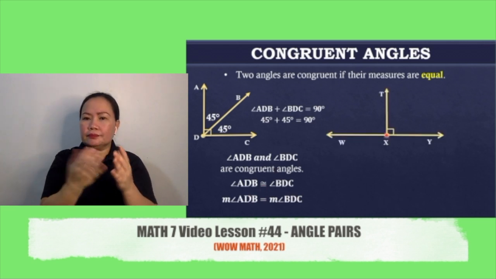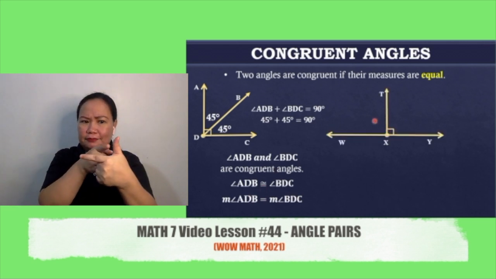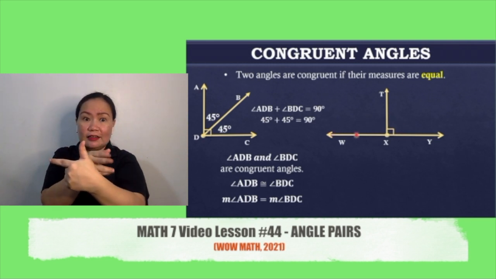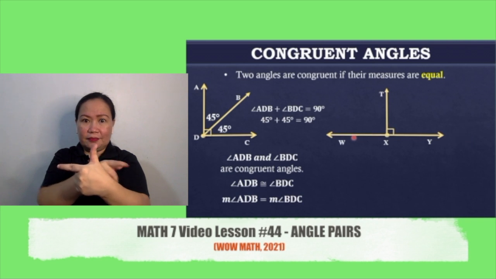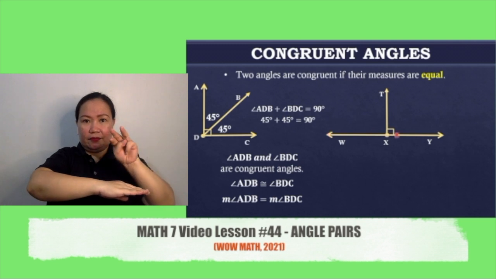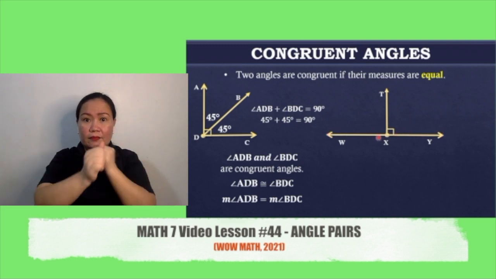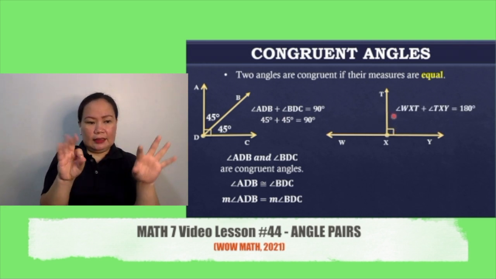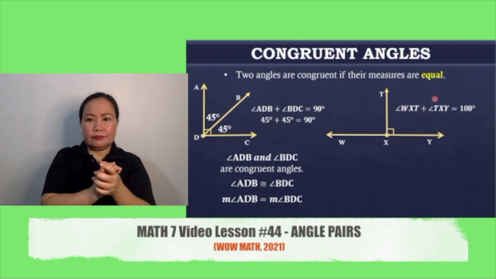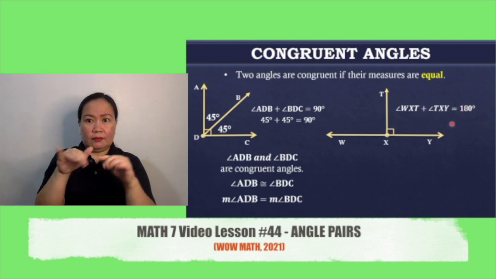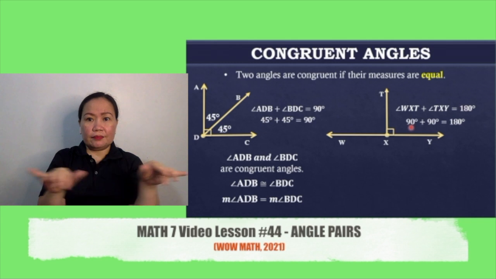Another example. So, since meron tayong symbol na to, kahit walang nilagay na measure dyan, automatic alam natin that this is 90. So, if this is 90, therefore this is also 90. Why? Kasi linear pair sila, nasa isang line. So, ang linear pair is always supplementary. Pag sinabi natin supplementary, 180. Okay? So, since it forms a linear pair, and we have here the symbol, so 90 ito. So, therefore, angle WXT plus the measure of the angle TXY is equal to 180 degrees. Kasi they are both 90.